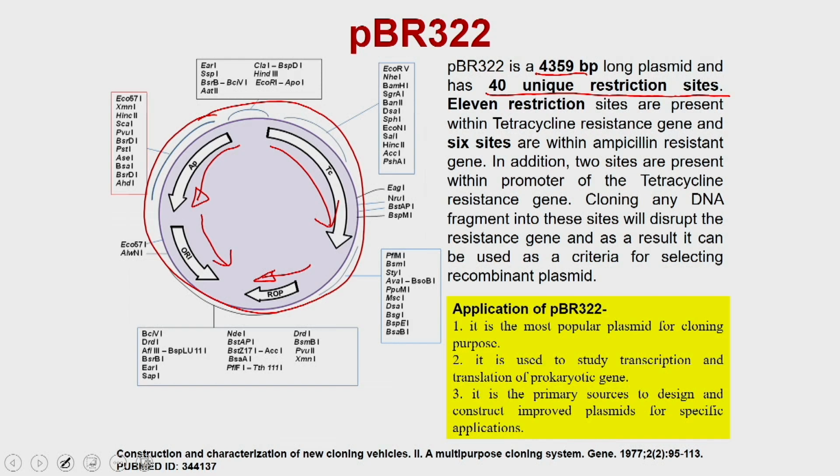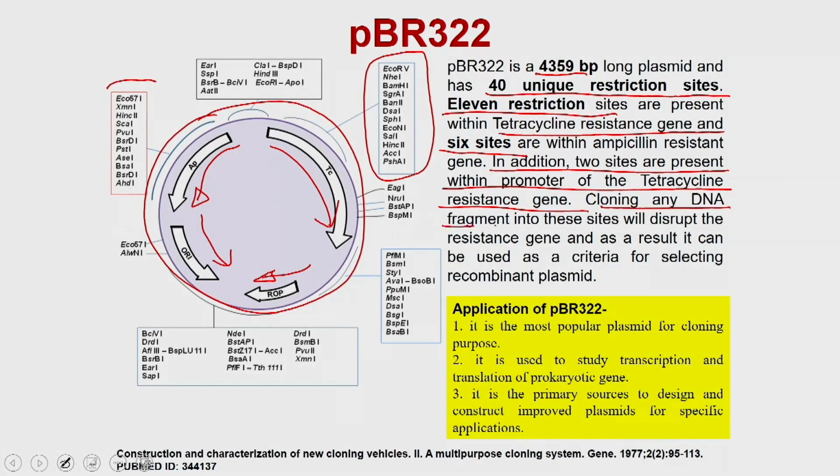So you have 11 restriction sites present in the tetracycline resistance gene. Then you have 6 sites present within the ampicillin resistance gene, and 2 sites present within the promoter of the tetracycline resistance gene. Cloning of any DNA fragment into these sites will disrupt the resistance gene, and as a result it can be used as a criterion for selecting recombinant plasmids. Which means if you use any of these restriction sites, you disrupt the gene of that particular resistance gene, and that could be one of the criteria you can use to screen the newly formed recombinant DNA.